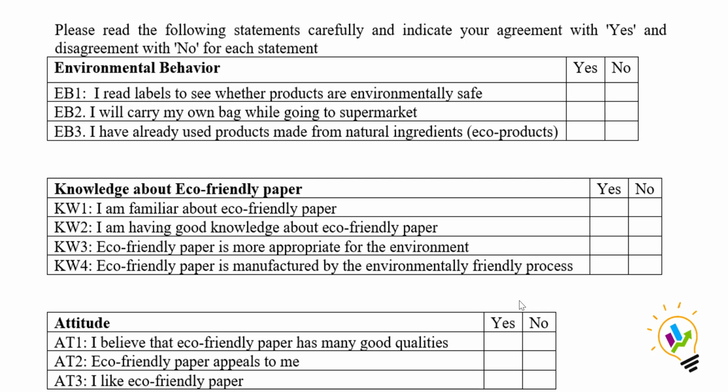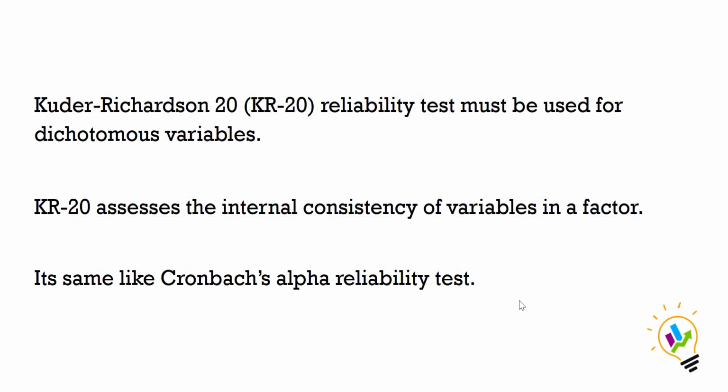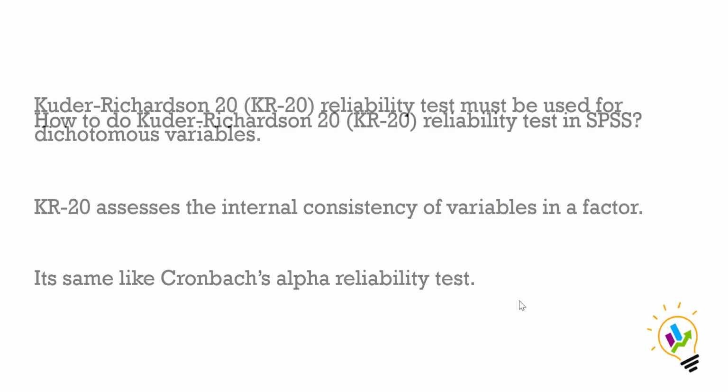In this type of question, when you want to do reliability test, you must use Kuder Richardson 20, which is called the KR20 reliability test. This KR20 assesses the internal consistency of variables in a factor. It's the same as the Cronbach alpha reliability test.